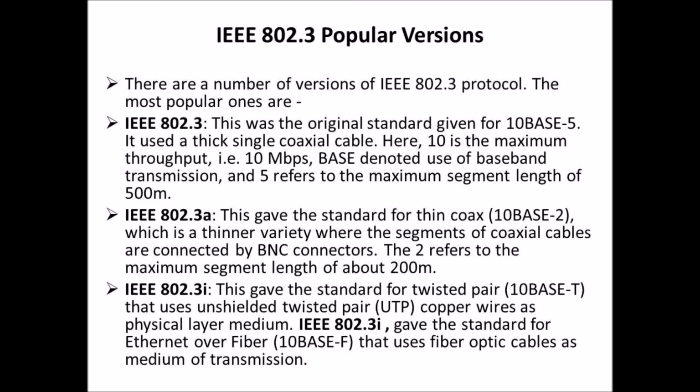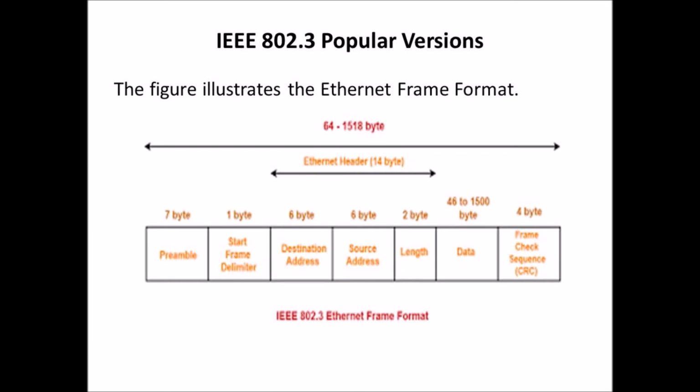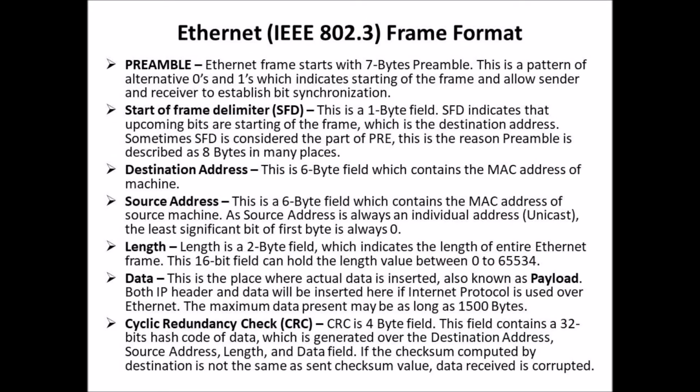IEEE 802.3j gave the standard for Ethernet over fiber, that is 10 Base F, that uses fiber optic cables as medium of transmission. The figure illustrates the Ethernet frame format. Next, we can discuss Ethernet frame format.